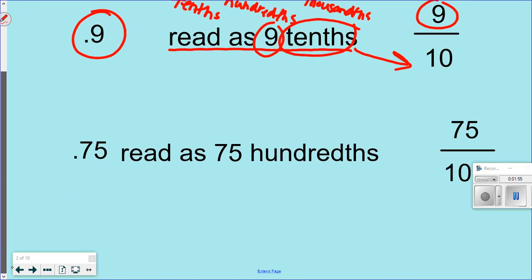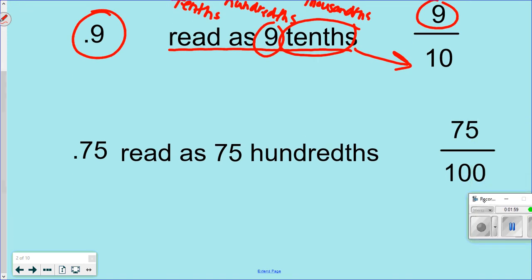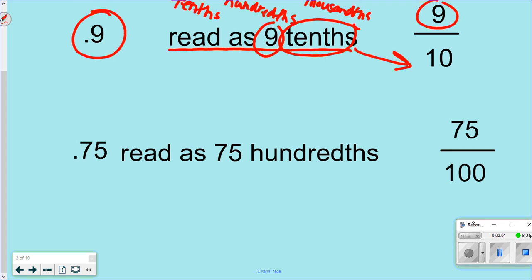Okay, so if I look at the next one, it says 0.75, which is read as 75 hundredths. And notice how the hundredths is on the bottom, 75 is on the top. Another thing I need to remind you is that everything needs to be reduced if it can be reduced. So if I look at 75 and 100, I know that can be reduced. That can be reduced by a few things. It could start with 5. You could do it by probably 15. I don't know about 15, but 25 for sure it could be done by.